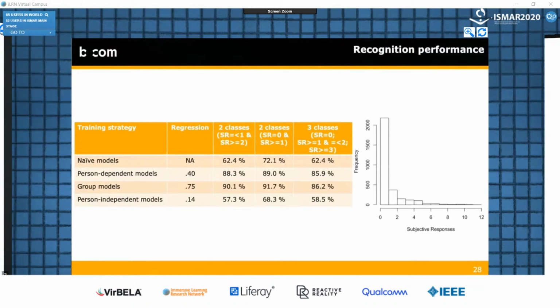Nevertheless, as shown in this histogram, the majority of participants expressed a relatively low level of sickness. So, several data splits have been evaluated where subjective values are grouped into 2 or 3 classes. Trained person-dependent models and group models showed interesting accuracy performance. The recognition rate ranged from 85.9% to 91.7% according to the configuration and is better than a naive model. Nevertheless, the models failed to generalize to new users according to the performance of person-independent models. I will discuss this point in more detail after.